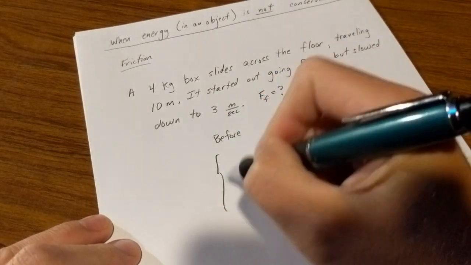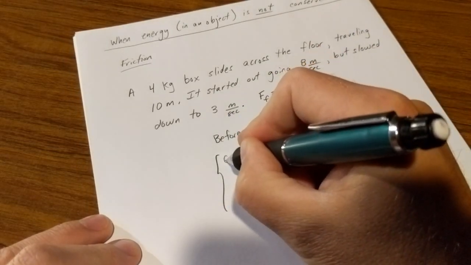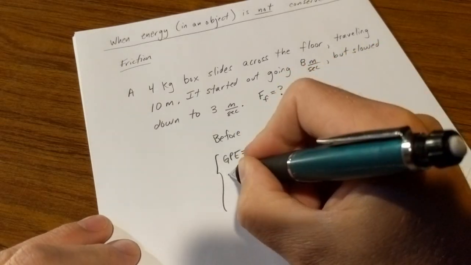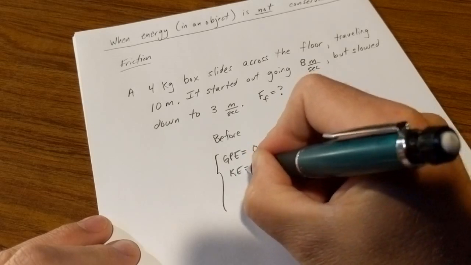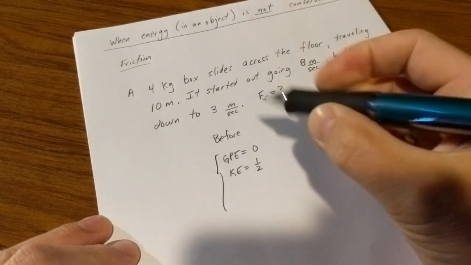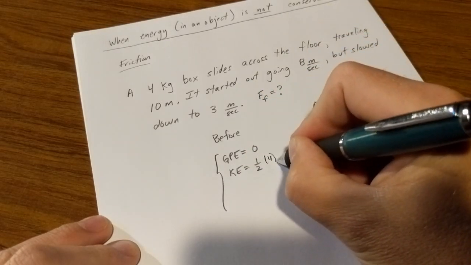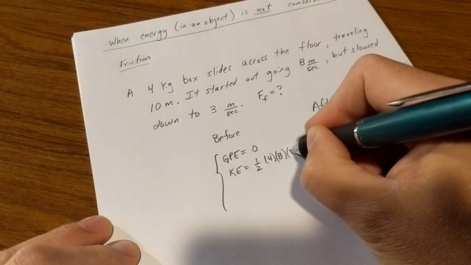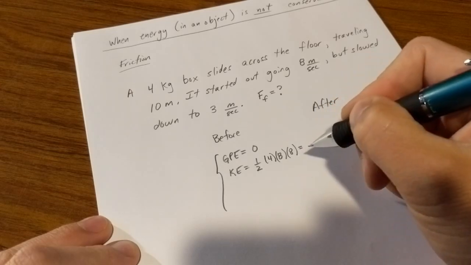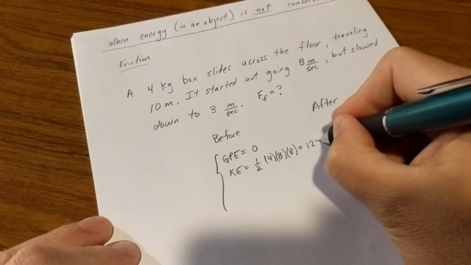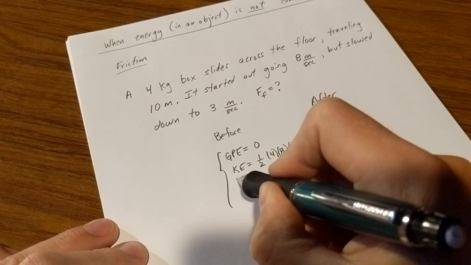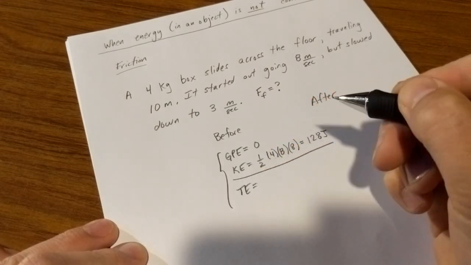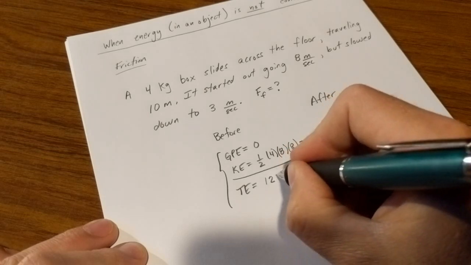In the before, we have gravitational potential energy. The box is on the floor, so we'll say 0. We have kinetic energy, 1/2, the mass of the box is 4, and the speed is 8, so 8 squared. Before, we had 128 joules of kinetic energy. So the total energy before friction acted was 128 joules.